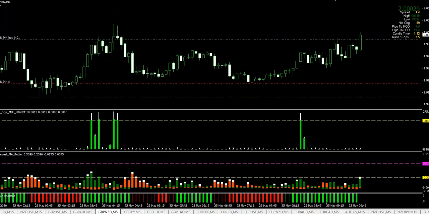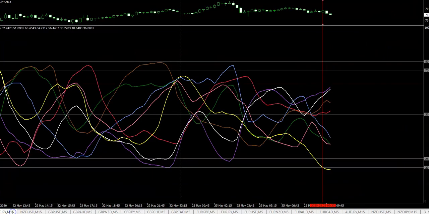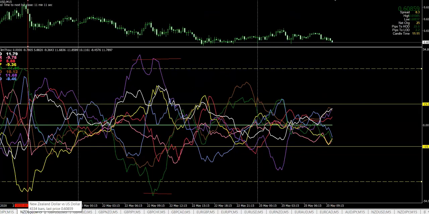GBPNZD, it's trying to push on that zone. But the most important thing, guys, watch out for the extremes, because that's where you usually get your market reversal.